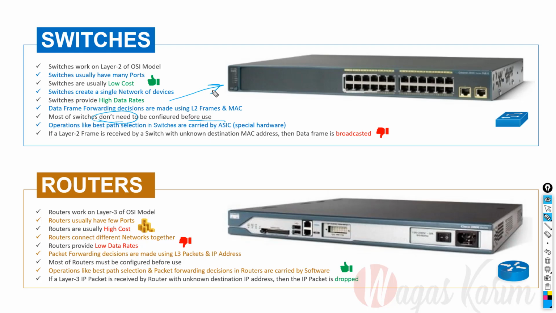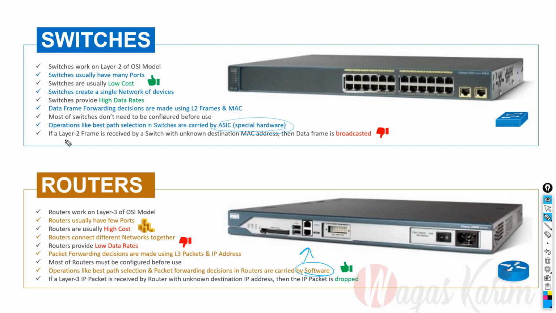While with routers, when we bring them home, we have to do some basic configurations like IP addressing and all of that. Operations like best path selection in switches are carried out by special hardware, while in routers it is done through software. That's why routers are expensive and slower, but they are performing many sophisticated jobs as well.